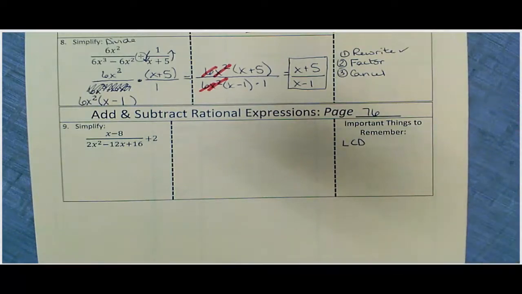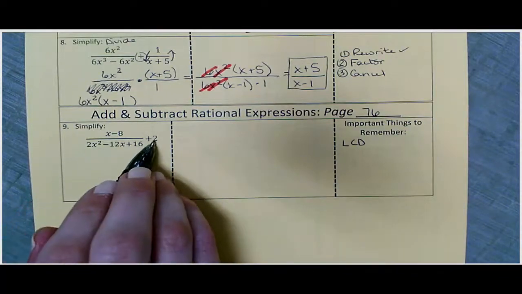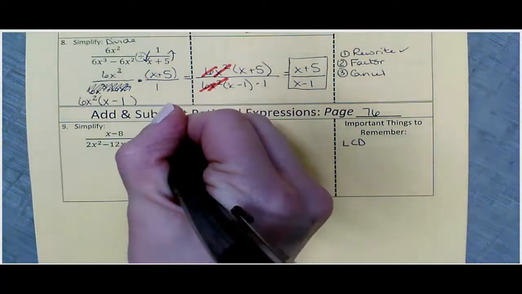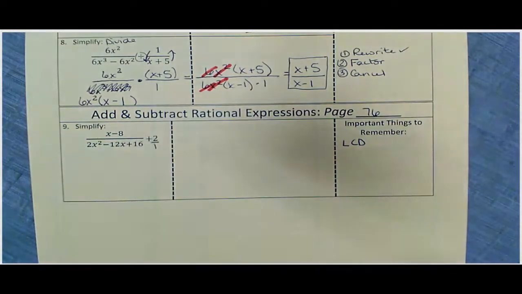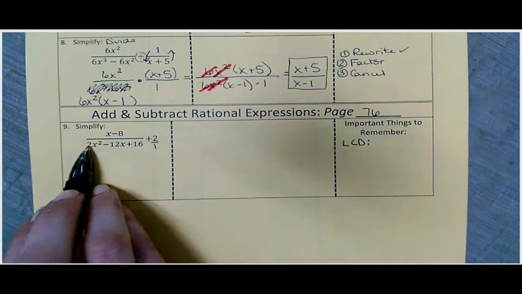That least common denominator needs to be made up of all of the pieces of all of the denominators for the problem. So in number 9, I have this denominator, and really I have a denominator here too. This is written as over 1, which is not going to make a huge difference, but we're going to write it anyway. So if I factor first, I notice that I can take something out of here.